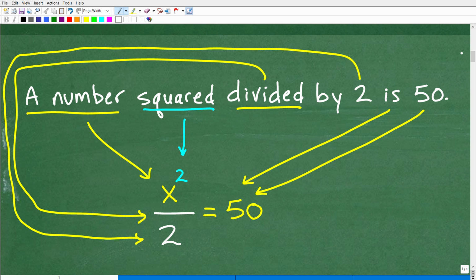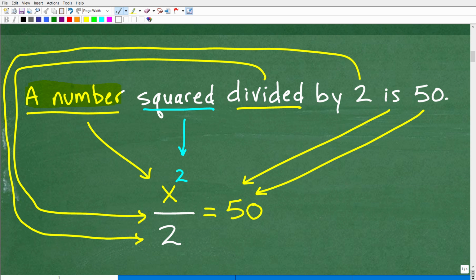Let's just go through what I wrote down here step by step, just one thing at a time. So let's start right here. I'm going to translate this verbal sentence into a variable sentence. So I literally have to take it word by word. The first little phrase or word I come across is a number. Okay, so what is a number?